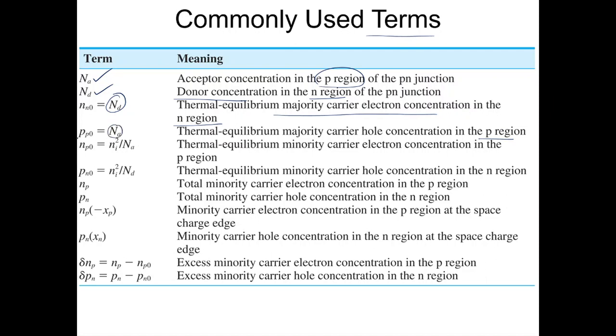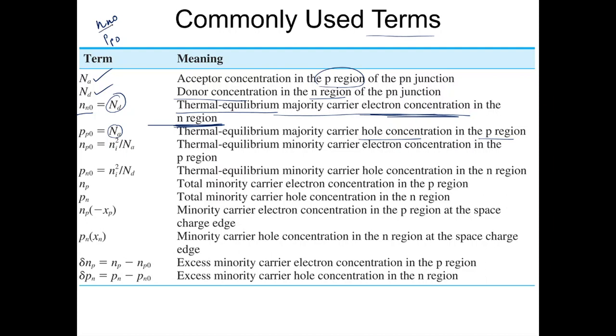But in our derivations, we will not use Na and Nd. We will use n_n0. Here, the first n corresponds to the electron concentration, the second n corresponds to the N region, and 0 corresponds to the thermal equilibrium situation. Similarly, if it is P type, the first p corresponds to the hole concentration, the second p corresponds to the P region, and 0 corresponds to thermal equilibrium.